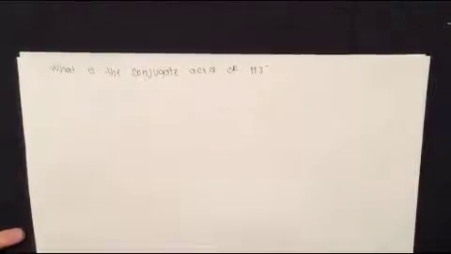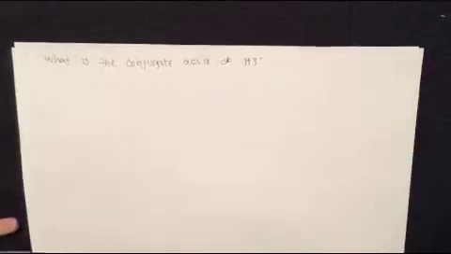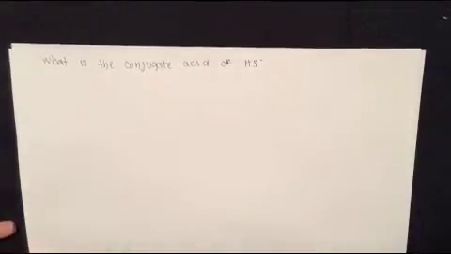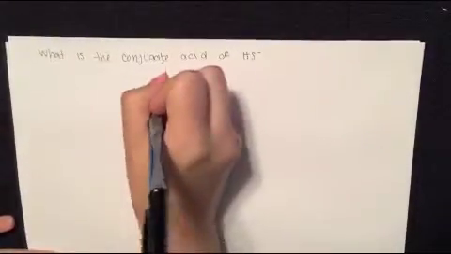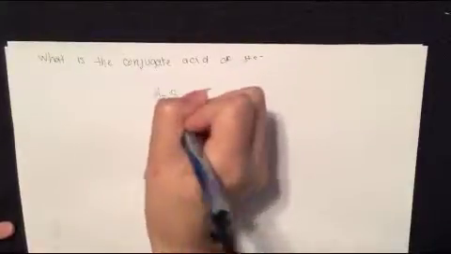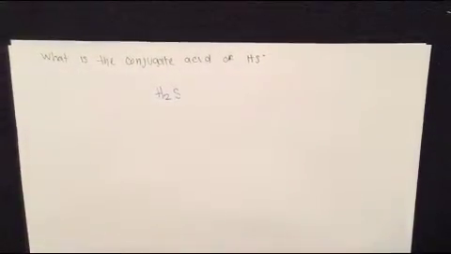What is the conjugate acid of HS negative? So you know that HS negative is a base and it's going to accept a hydrogen. So you just add a hydrogen to it, and that's your answer.